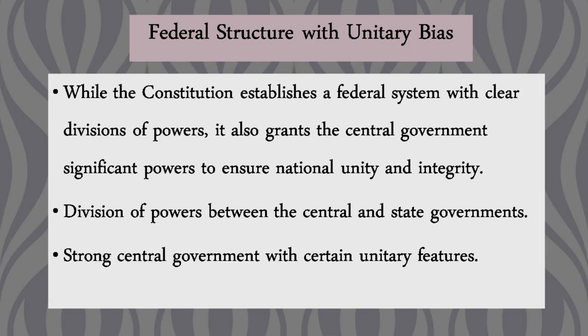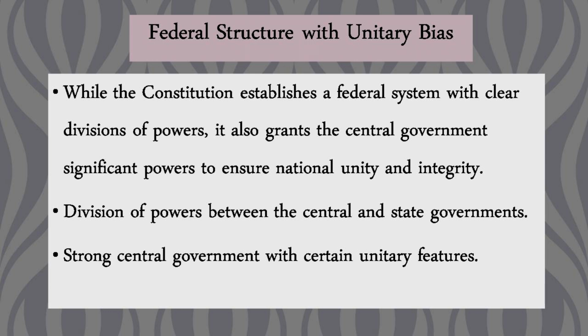The state has its own powers, but the major or the more robust powers remain with the center. The federal structure with unitary bias. You understand why. Now, what is it? While the Constitution establishes a federal system with clear divisions of power, it also grants the central government significant powers to ensure national unity and integrity.